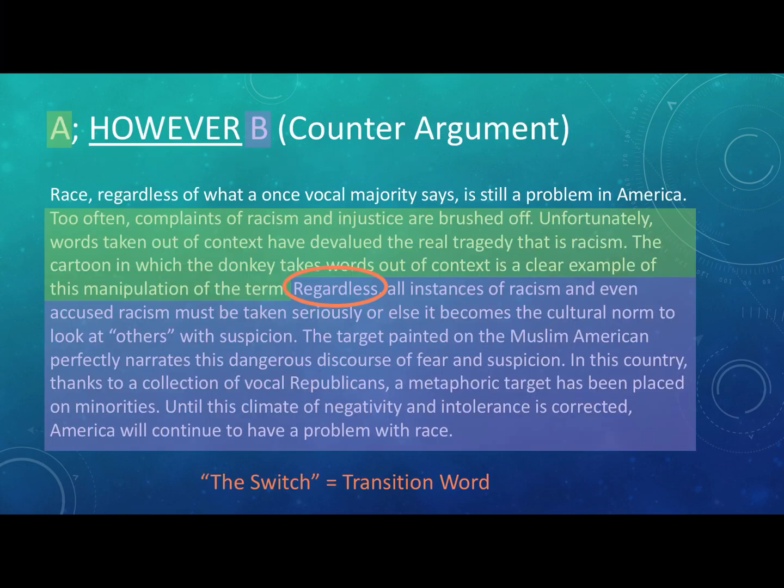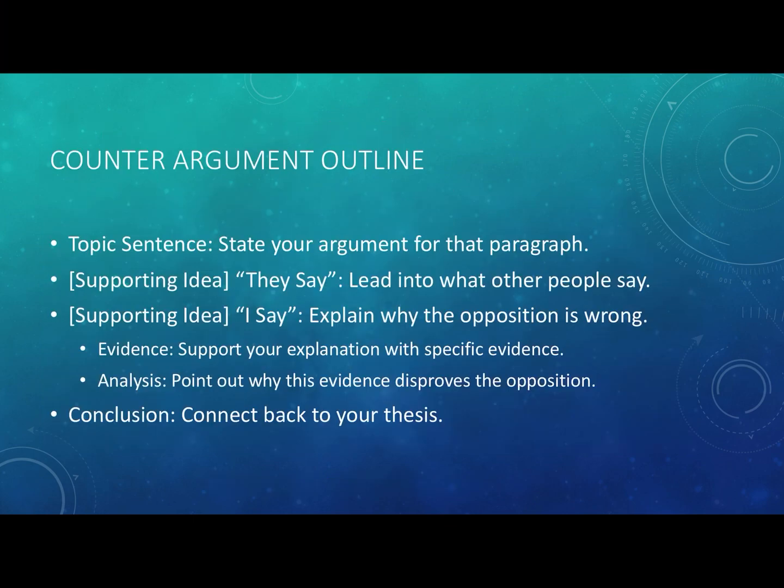You're going to provide evidence. If we look back at my sample, I refer to the target painted on the Muslim American, and then you're going to do that commentary which explains why this evidence disproves that opposition before you conclude and explain to us why your claim or your observation, what you say, supports your thesis for the overall paper, okay?